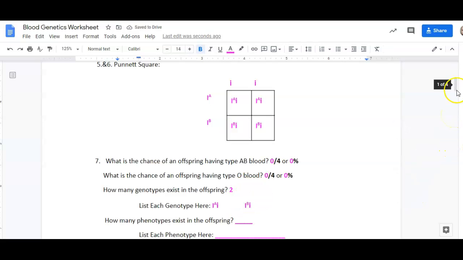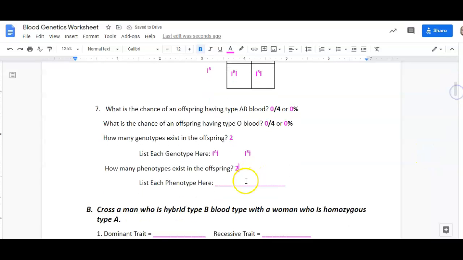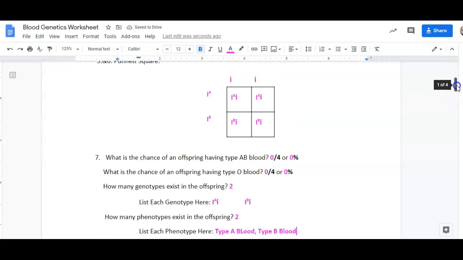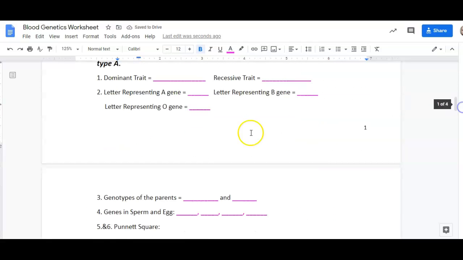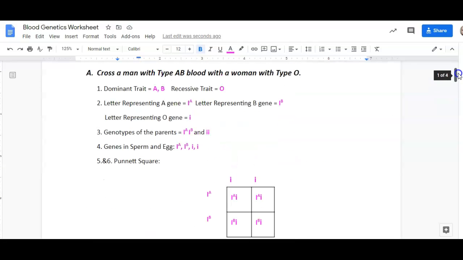What about phenotypes? Phenotypes are the blood types. Well, IAi, what blood type is that going to be? This is going to be blood type A, right? So we have type A, and then what about down here? What are these 2 going to be? B. So we have 2 blood types, and what are the phenotypes? Type A blood and type B blood. So you're going to do the same thing you did up here, and you're going to continue on with the other two problems.